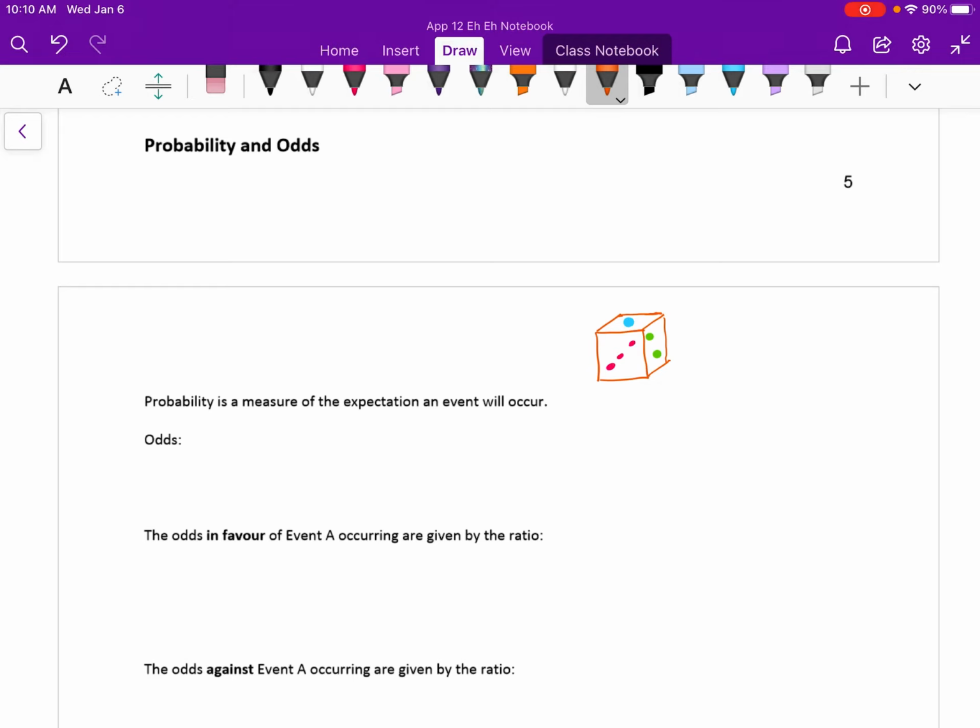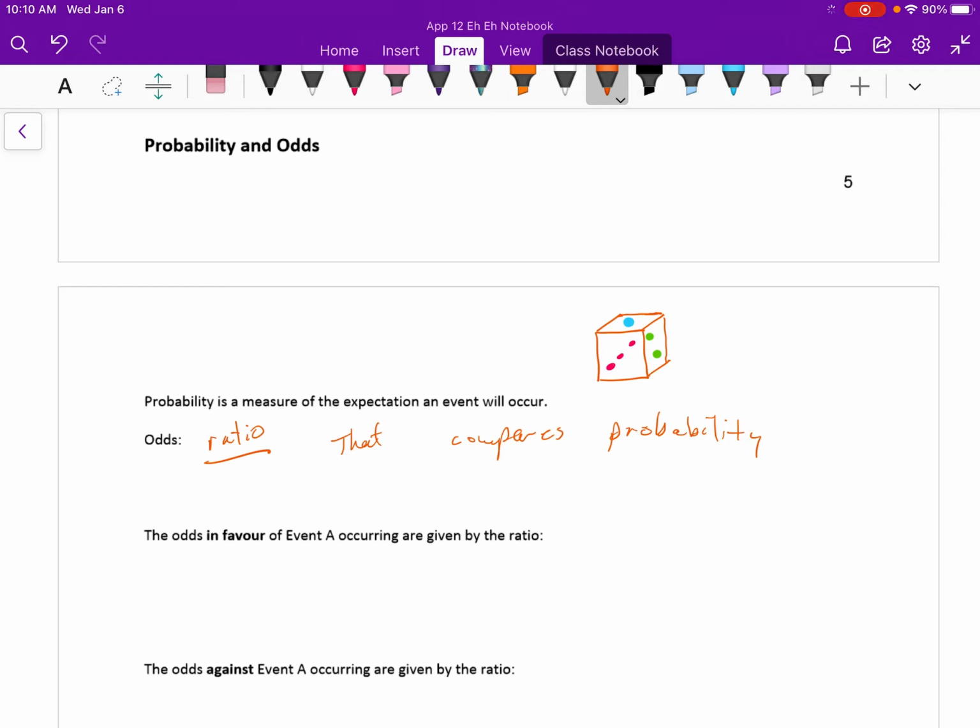In a previous lesson, we have expressed probability as a decimal, as a percent, or as a fraction. Odds is a ratio that compares probability. Now, it's a ratio. So that's going to be kind of important.